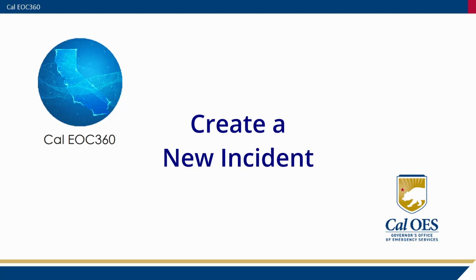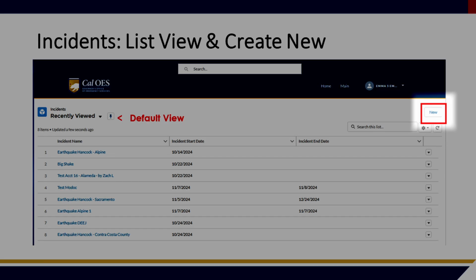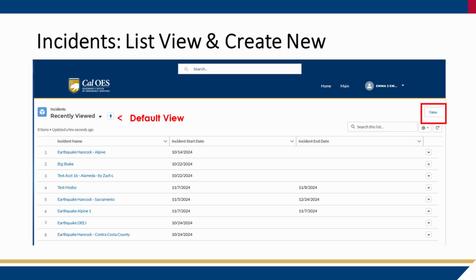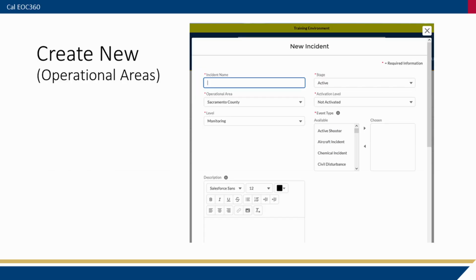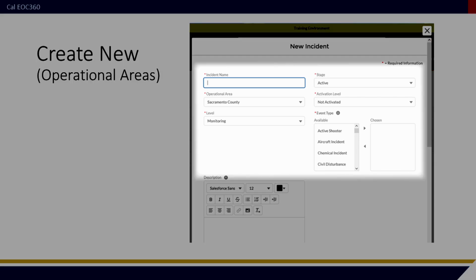Create a new incident. Clicking on the New button, upper right corner of the list view page, brings up a new incident window. Here are the same sections described earlier. At the top is the basic incident overview information, the name, operational area, stage, activation, and event type.